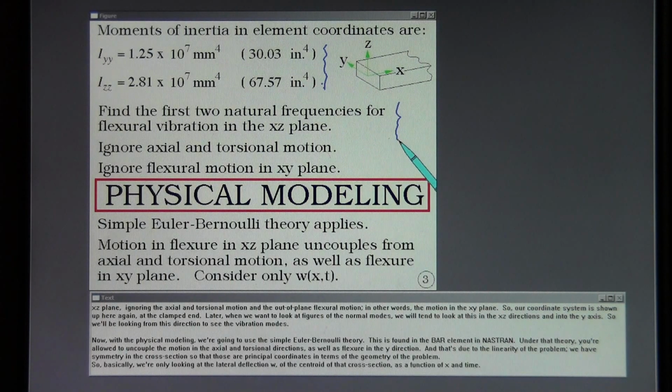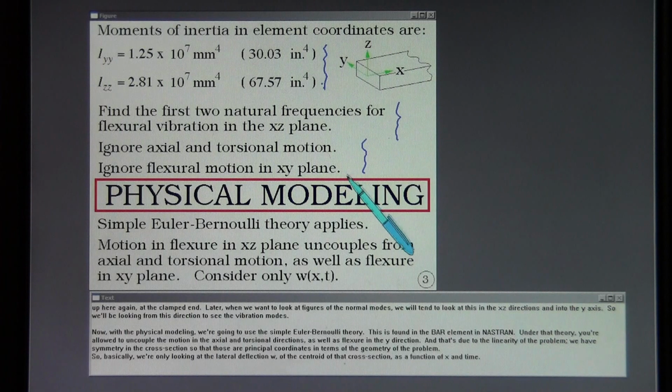Now the physical modeling, we're going to use simple Euler-Bernoulli theory. This is found in the bar element in Nastran. Under that theory, you're allowed to uncouple the motion in the axial and torsional directions as well as flexure in the y direction. And that's due to the linearity of the problem, and we have symmetry of the cross-section so that those are principal coordinates in terms of the geometry of the problem. So basically, we're only looking at the lateral deflection W of the centroid of that cross-section as a function of x and time.